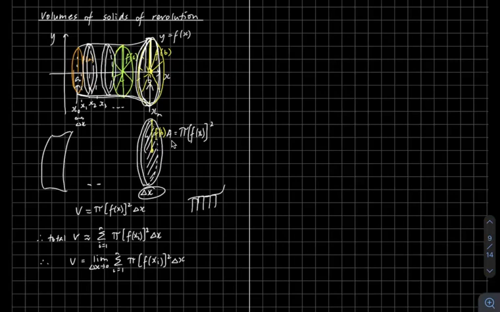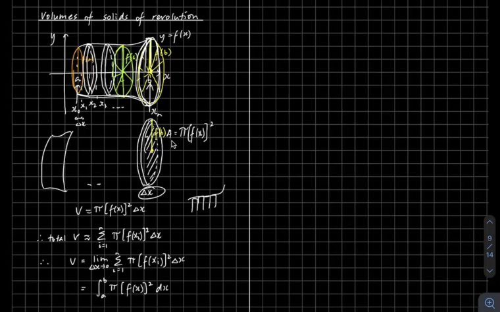And so it's the limit as delta x approaches 0, and that is the integral over the domain from i equals 0 to n, which in other words is from a to b, of pi times f of x squared delta x.